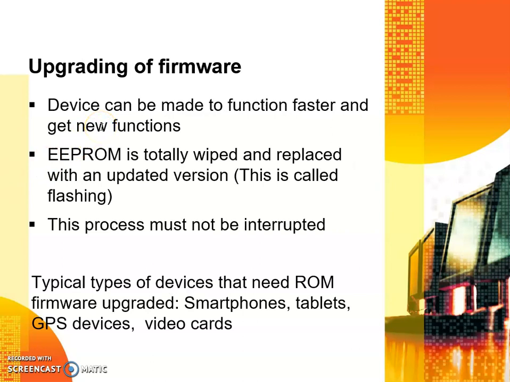Upgrading of firmware. Devices can be made to function faster and get new functions. EEPROM is totally wiped and replaced with an updated version. This is called flushing. This process must not be interrupted. Typical devices that need ROM are your smartphones, your tablets, GPS devices, and video cards.